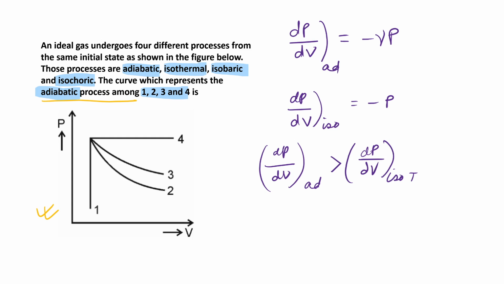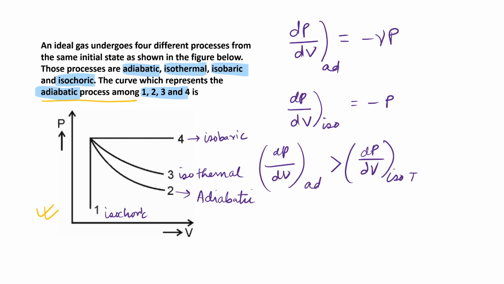right? So now if you look at the plot, you see that here the number 4, so this is isobaric. This is obvious, right? Because pressure is constant. 1 is isochoric. Number 2 is adiabatic, and number 3 is isothermal.